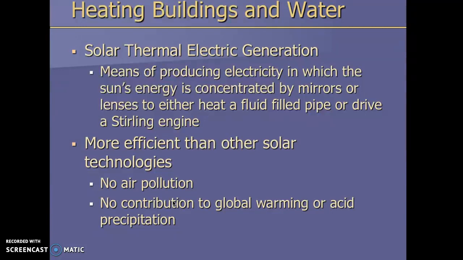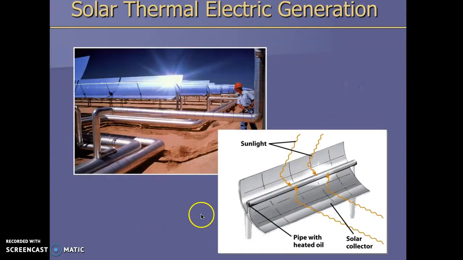This is really efficient. It doesn't contribute to air pollution. There's no contribution to global warming. There's no contribution to acid precipitation, but it does take a lot of space in general. So here you've got your pipe with the fluid, in this case oil. You've got your sunlight, you've got the mirrors, and all of this is really concentrating it, kind of like a solar oven. If you've ever made a solar oven in school, or like we'll use one in a few weeks, maybe when it's less rainy, you're really just concentrating the thermal radiation from the sun. You're using it to heat up the oil here.